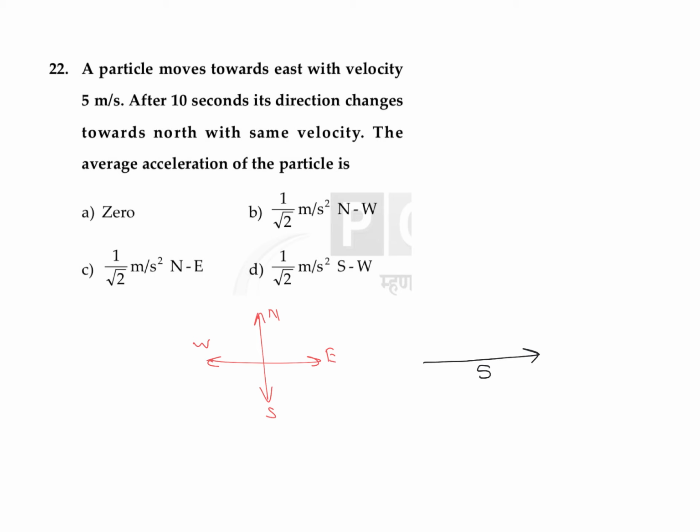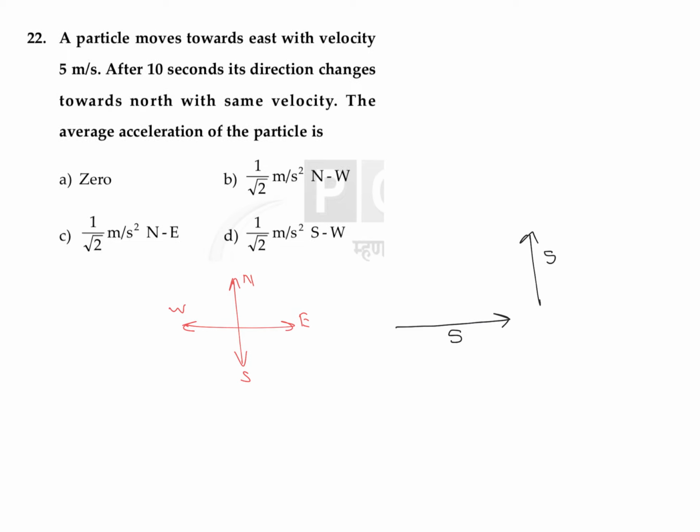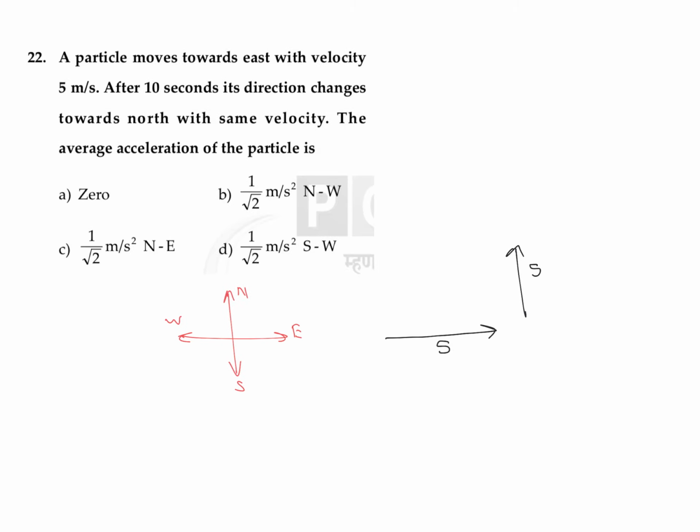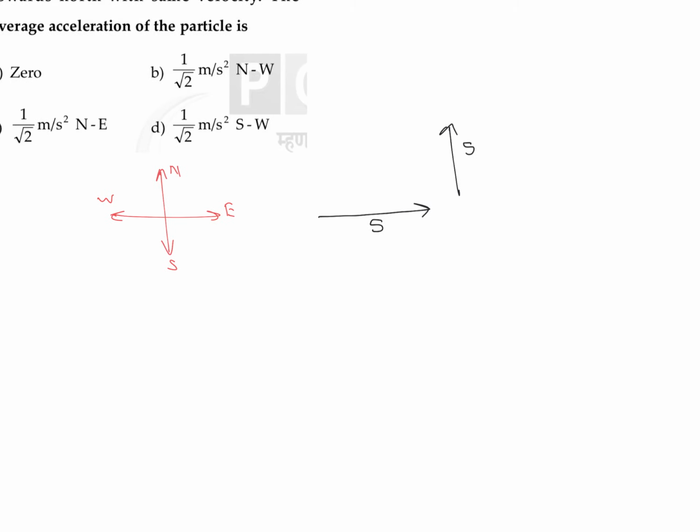After 10 seconds, its direction changes towards north. Now its direction is changed in this way. Let's say that is equal to 5 meter per second. The average acceleration of the particle is? So in the question it is given that the magnitude of velocity is the same, but the direction of velocity is changed. So we can find out the value of acceleration.